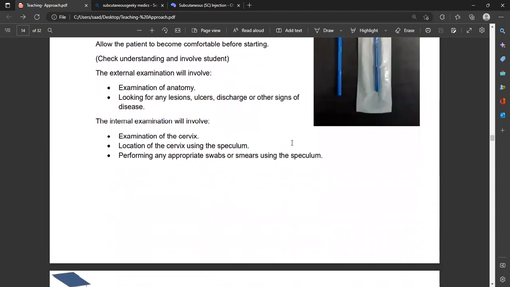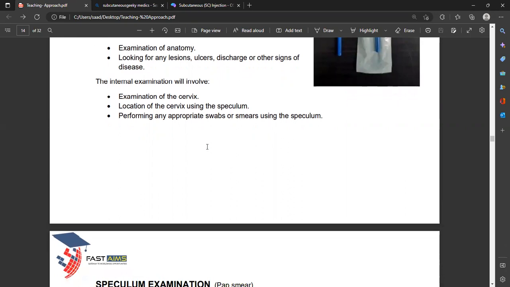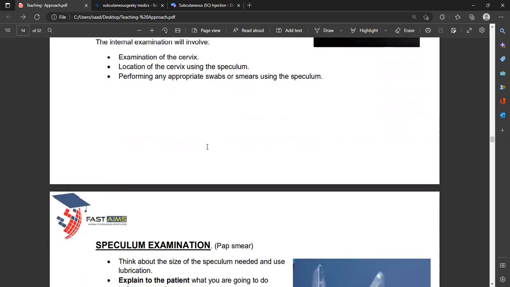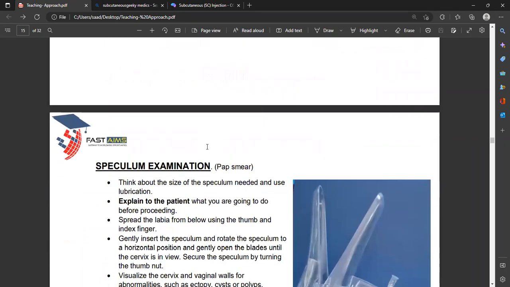We see external examination. We check for any lesions, any ulcers, discharge, or signs of disease. Internal examination, we check the cervix. The cervix is an important thing because we have to take samples from there. So location of the cervix, the speculum, and we have to take swabs or smears. Just mention these things because later on we have to take samples, and I will tell you how to take the samples as well.